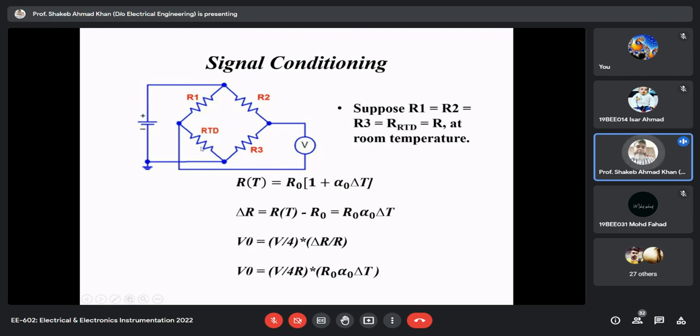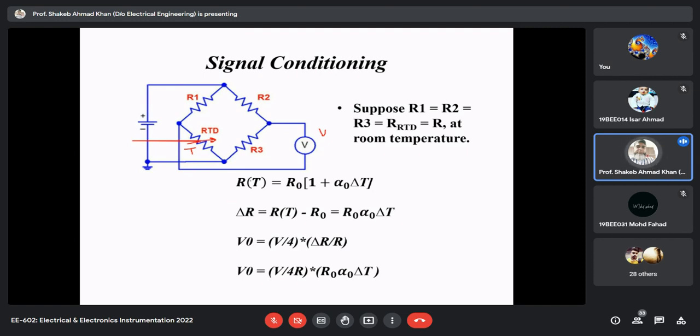So finally, the input is your temperature, and it is converted into voltage. Suppose at the initial temperature, all the resistances, R1, R2, R3, RTD, are equal at room temperature. Then this voltage will be 0 at room temperature, and if there is a variation in temperature below or above room temperature, accordingly you will get this voltage.